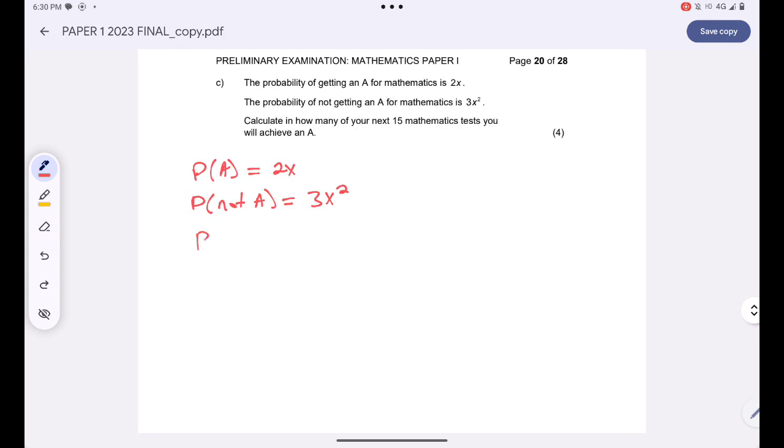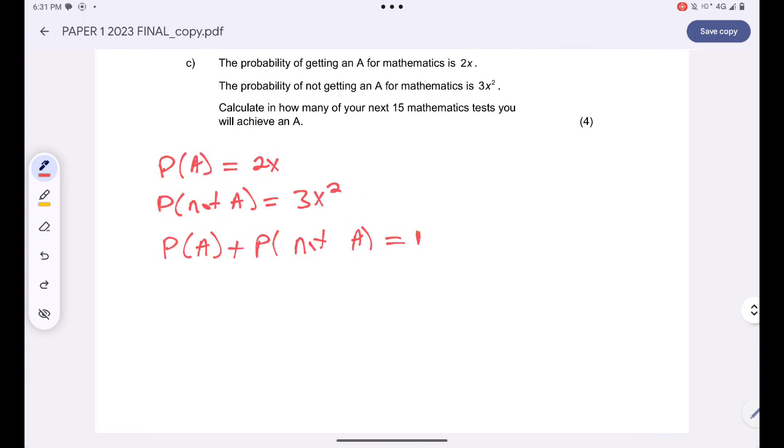Okay, I know that the probability of A plus the probability of not A is equal to 1, because these two events, guys, are mutually exclusive. Né? It's either on a test you get a distinction or not. Are you together? You cannot be in between. Okay, the probability of A is just 2x. The probability of not A, that's just 3x squared, is equal to 1.